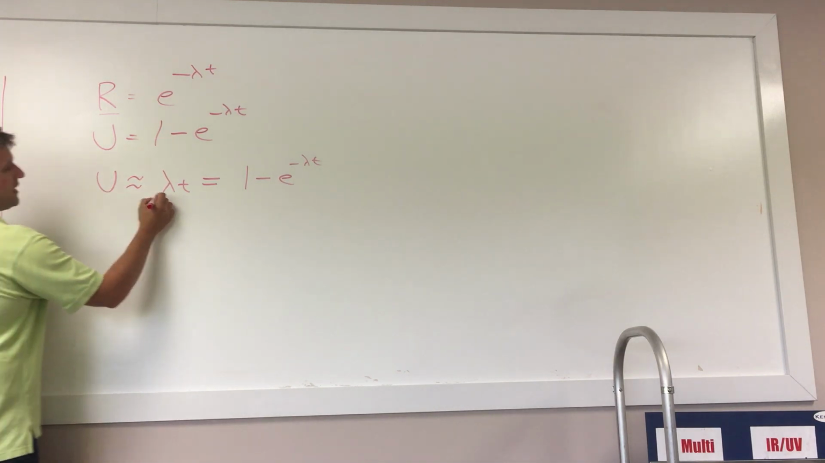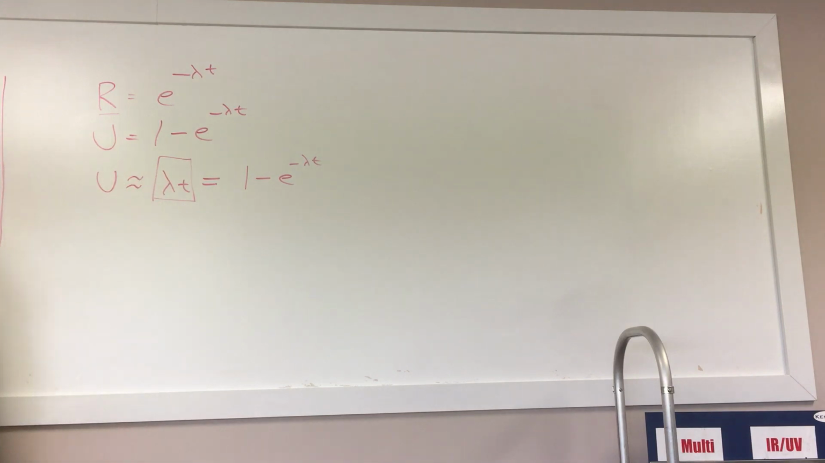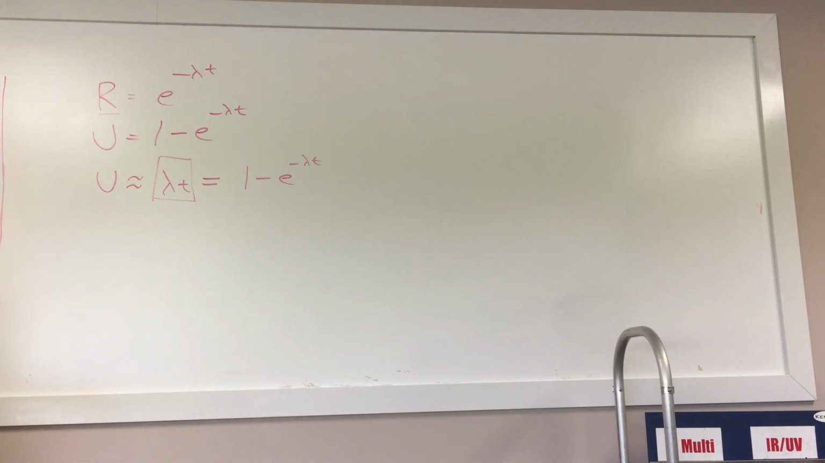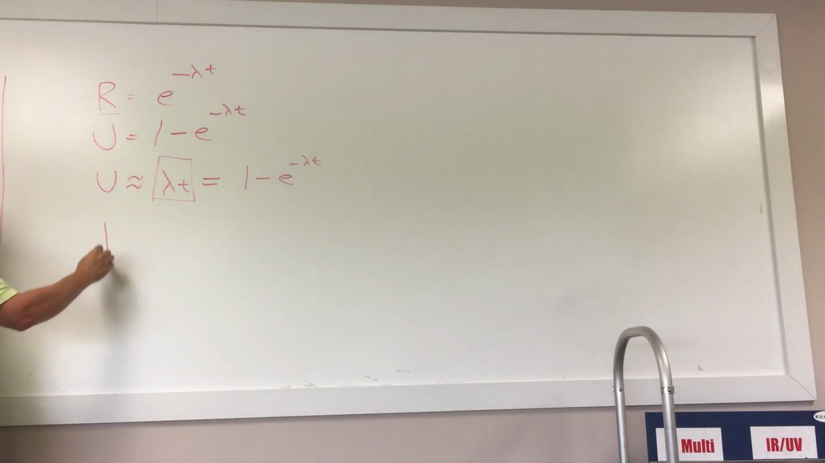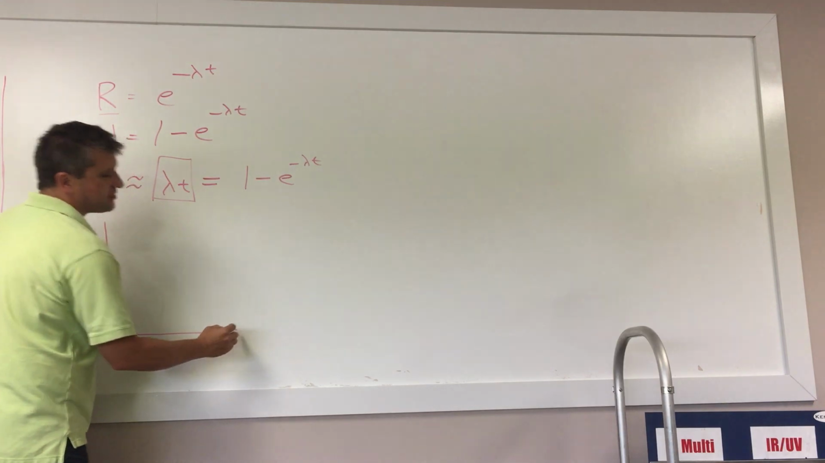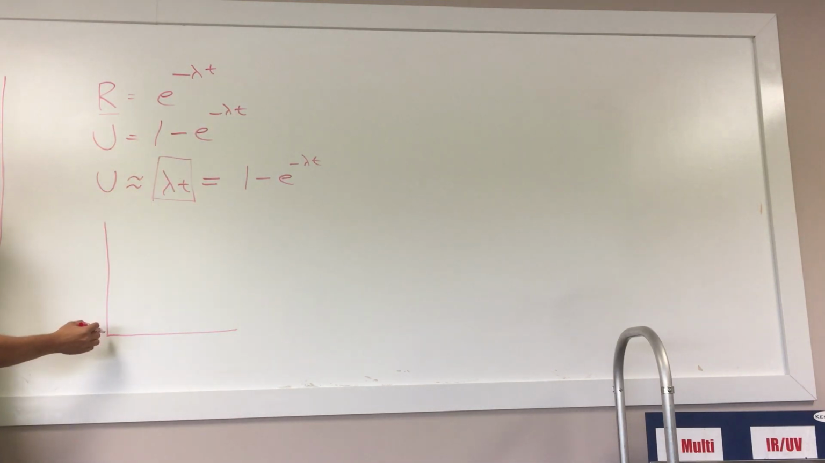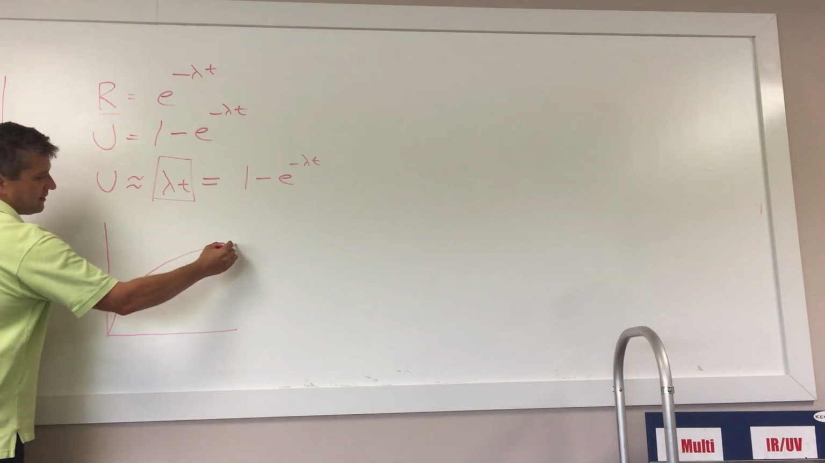So lambda t is the term that we're going to use. Now, if you look at a time series, this 1 minus e to the minus lambda t is going to look something like this.